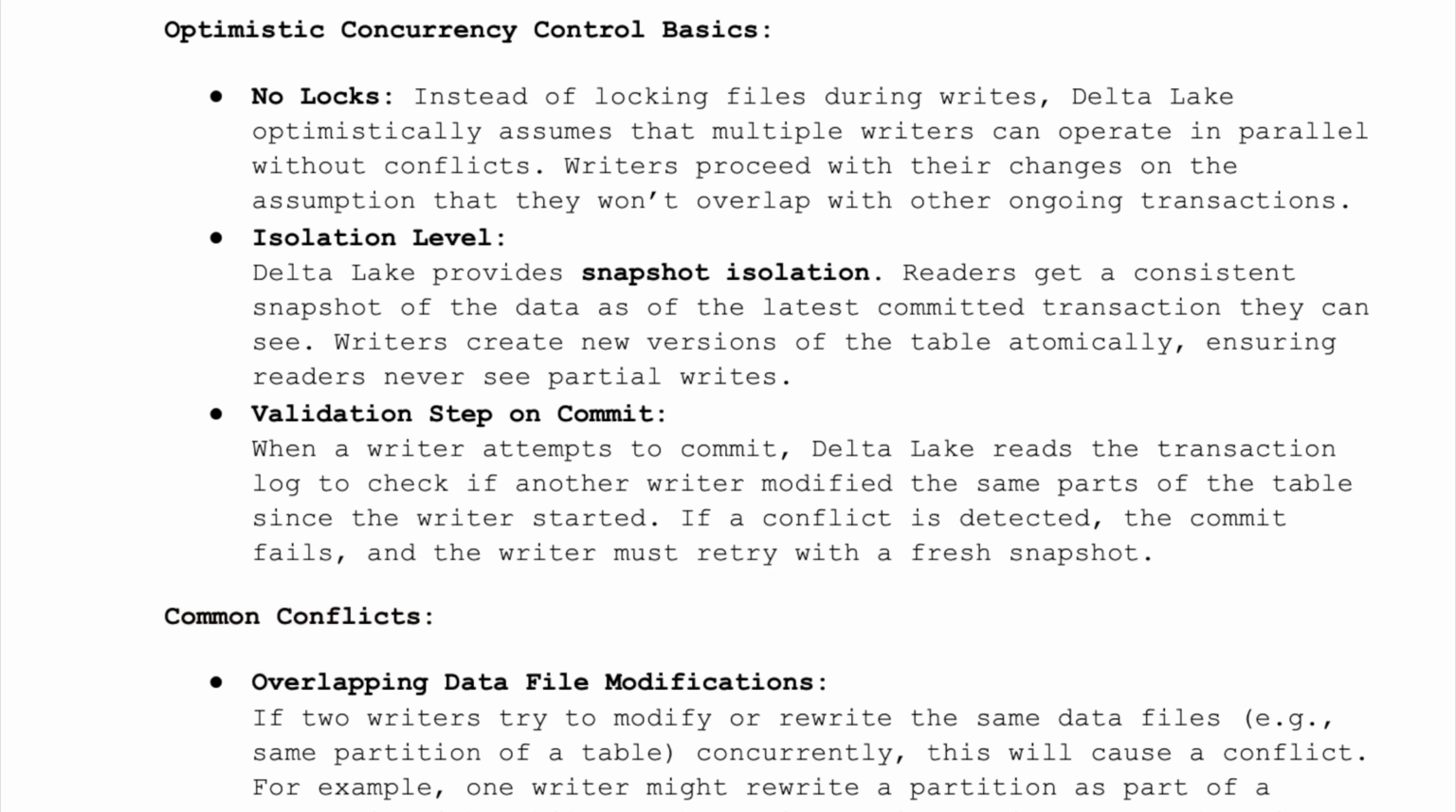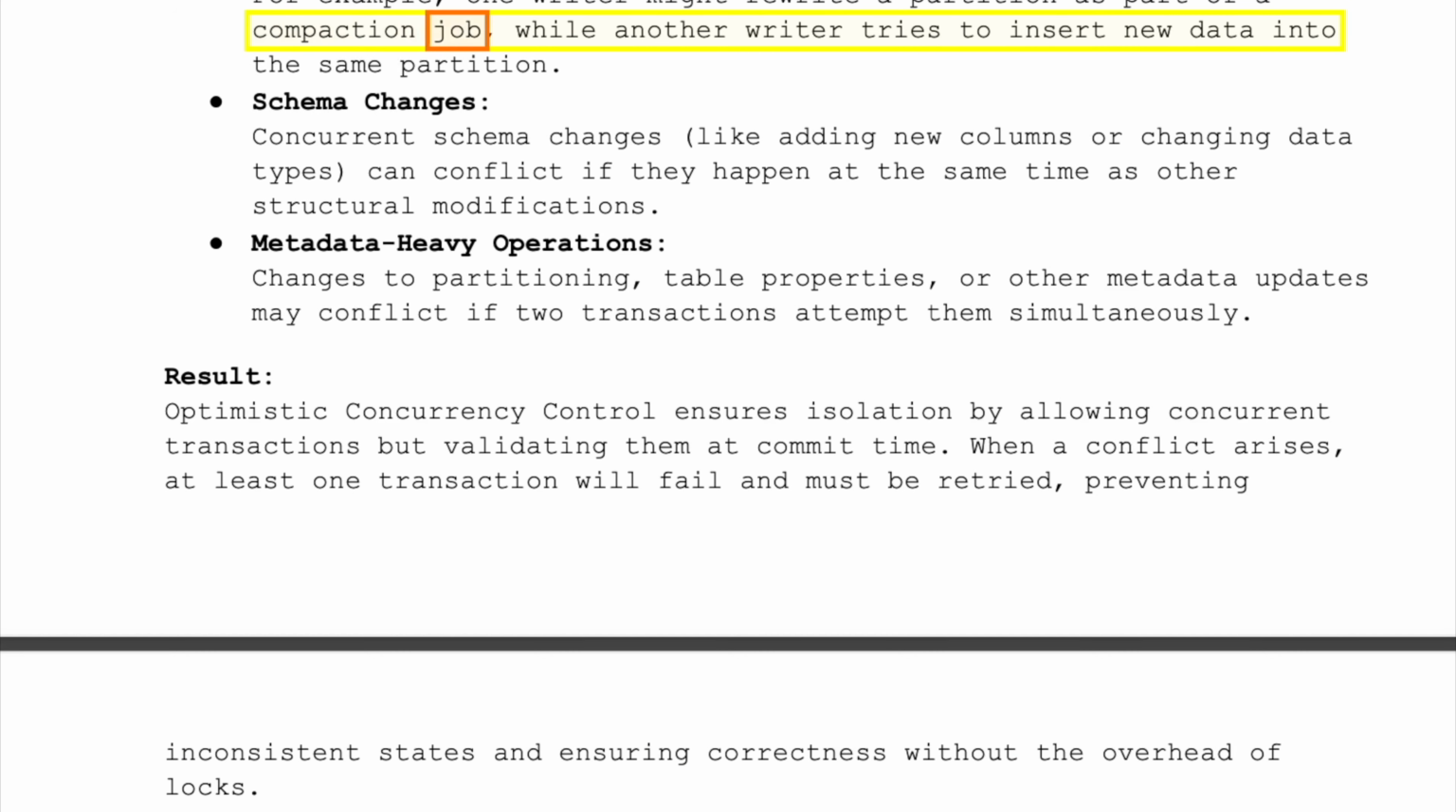Common conflicts. Overlapping data file modifications. If two writers try to modify or rewrite the same data files, for example, the same partition of a table, concurrently, this will cause a conflict. For example, one writer might rewrite a partition as part of a compaction job, while another writer tries to insert new data into the same partition.